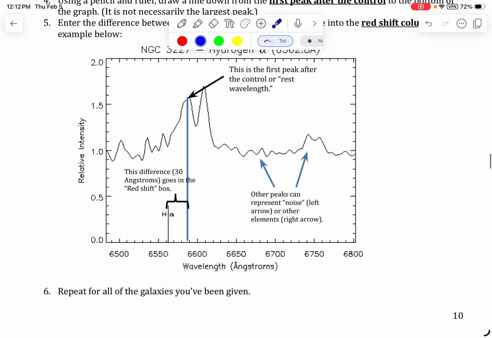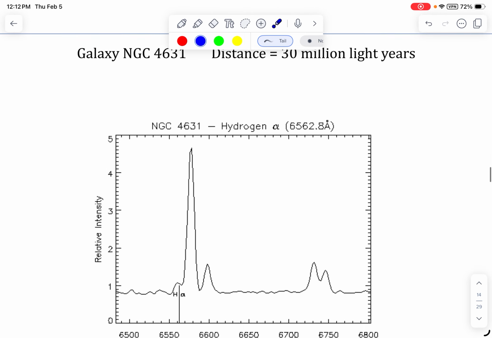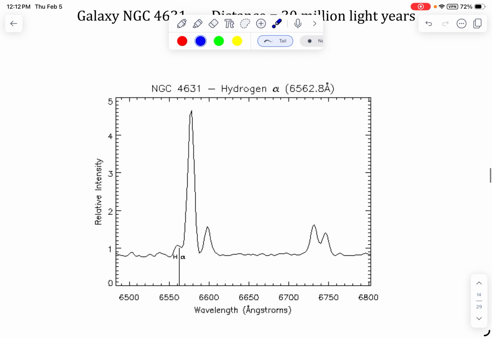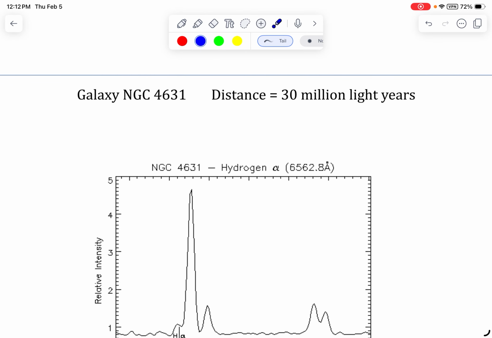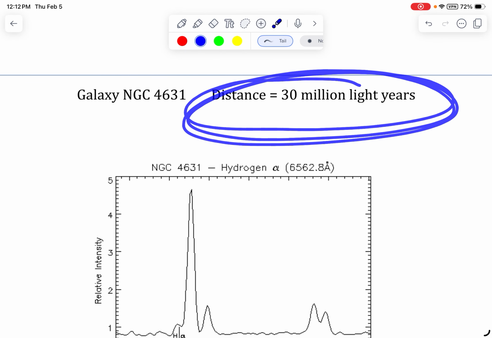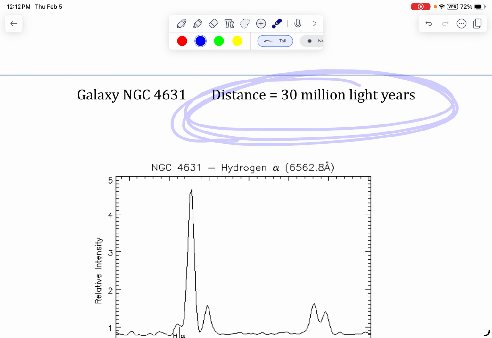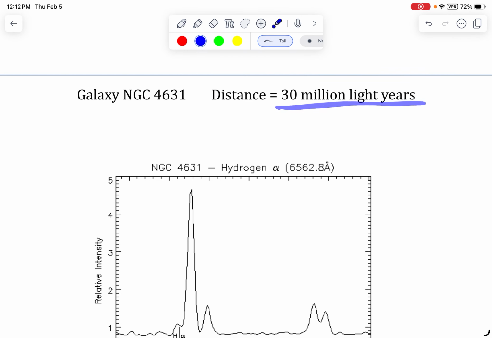Now, I did pick a random set of data, so I'm going to choose another one here. And so how would I read this graph? So in my graph, you'll notice there's a spot that says distance. Your distance is given at the top of your data point. That's right here. So I would have to put 30 million light years in for my distance.